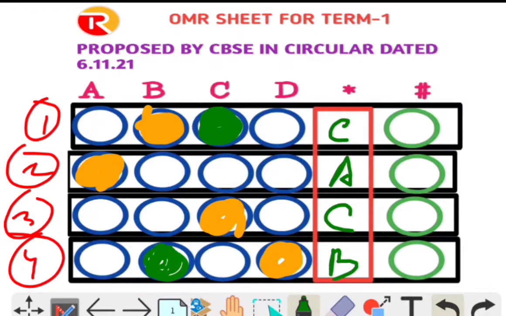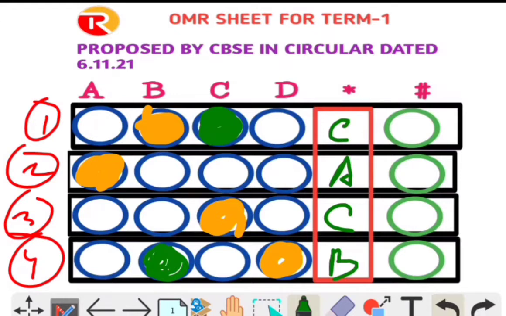So your star box, the star column, is the final answer of your question. Maybe you have filled up all the boxes, the A, B, C, D, but that will not matter until and unless you have written the final answer in the star section. So the star section is the most important section. The teacher will check the star section, not the A, B, C, D boxes.